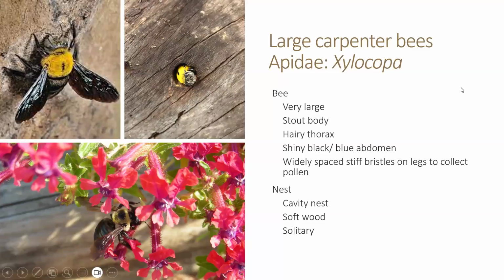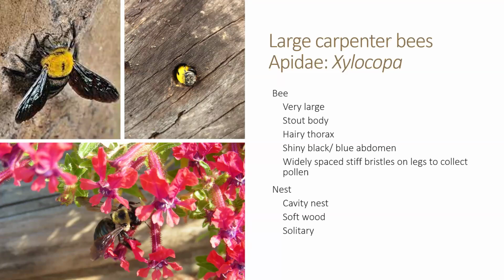Large carpenter bees are in the family Apidae. The genus for here is Xylocopa. These are some of our very large bees. A lot of people will mistake these for bumblebees. But with carpenter bees, we say, or at least I say, that they have a shiny hiney. So if you look at the abdomen on a carpenter bee, it is going to be either a shiny black color or a shiny blue-black color.